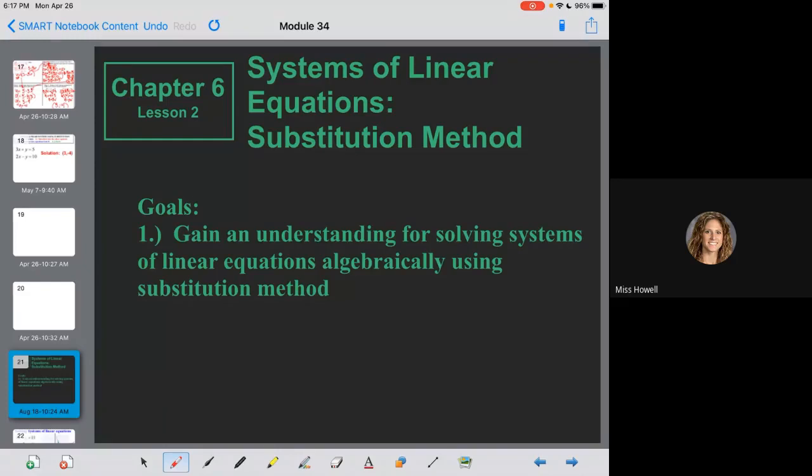Hi, and welcome back to Algebra 1. Our goal for today is to continue working with solving systems of linear equations using the substitution method.